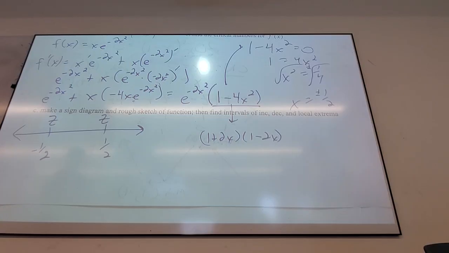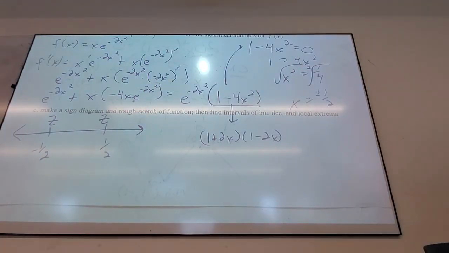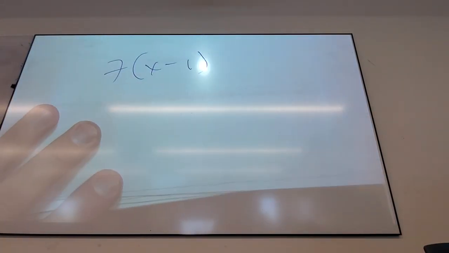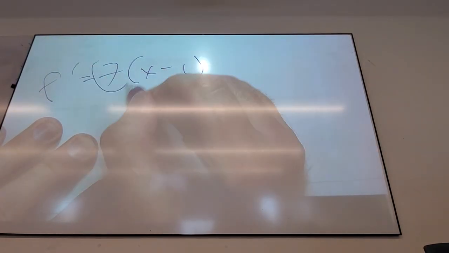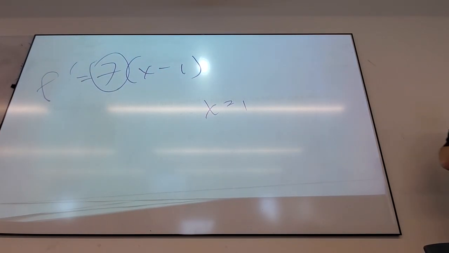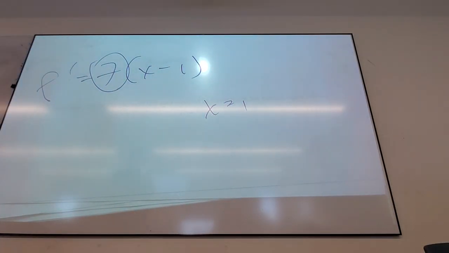Right? Here's a silly example. If I got to the point where I had 7 times x minus 1, what's the critical numbers? 1. What does the 7 give me? 0? Oh, nothing. Why does that not give me any answers? Because 7 cannot equal 0. So anything that can't be 0 or undefined will not give me any critical numbers.